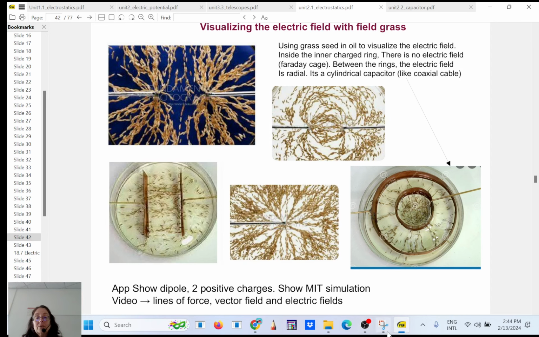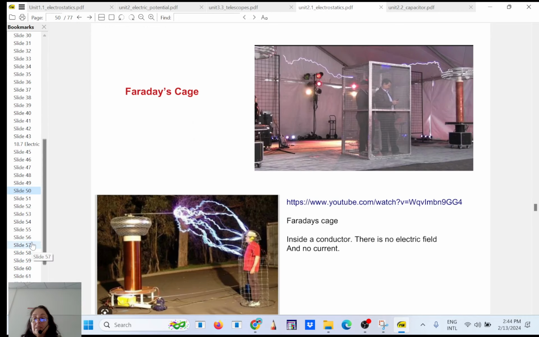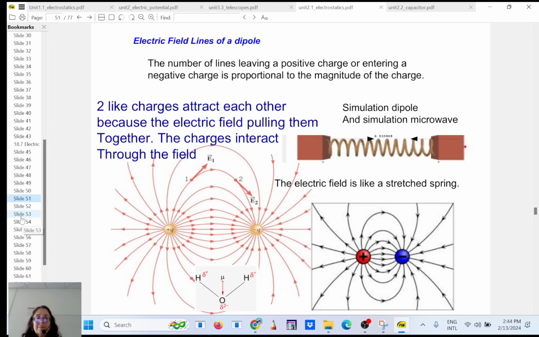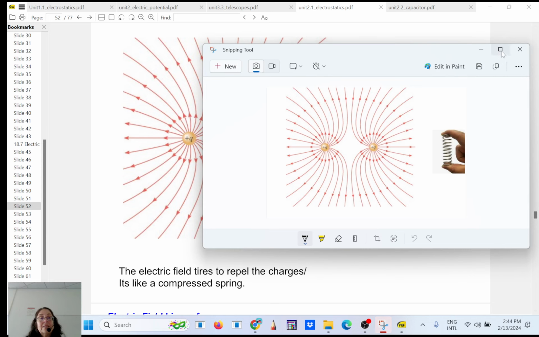So what's happening inside here? You have an electric field, and let me show you what it really looks like. I think I have it here somewhere. Like this. If you have two positive charges, the electric field of each one will interact with the other. Can you see that you try to bring them together and they don't want to be together, so they are repelling each other?